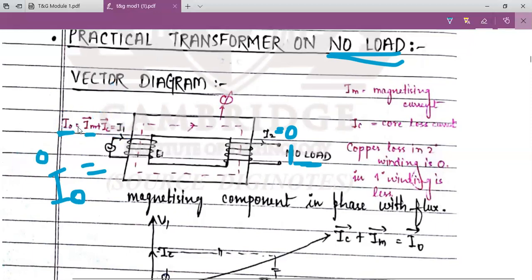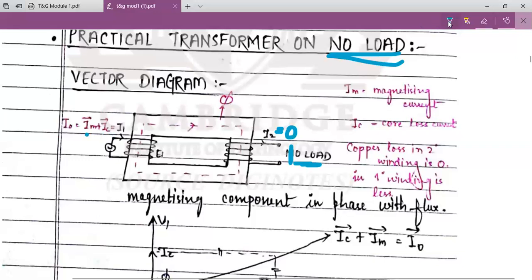Okay. So now, can you tell me what are the two components of no load current? Magnetizing component and core loss component. IM and IC. What is the function of IM here? IM produces flux. And what is IC here? IC is the total losses under no load condition. Yes, it is nothing but total losses under no load condition. So I can write here I naught as IM plus IC.